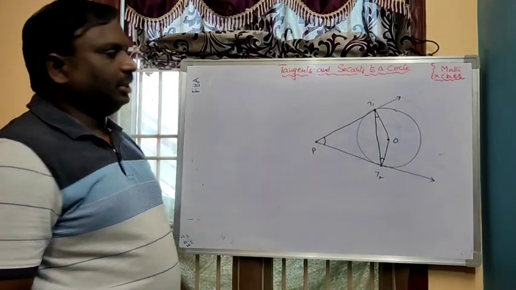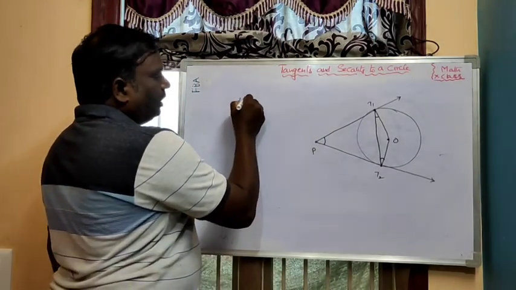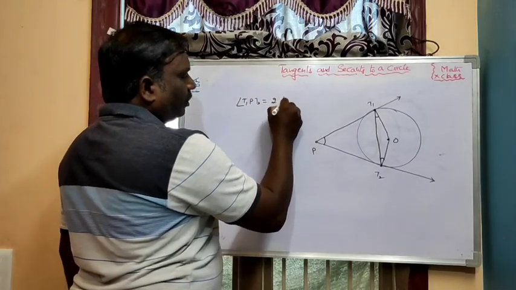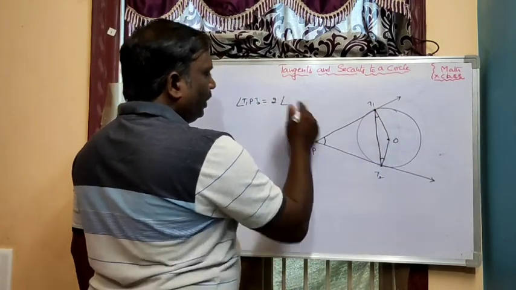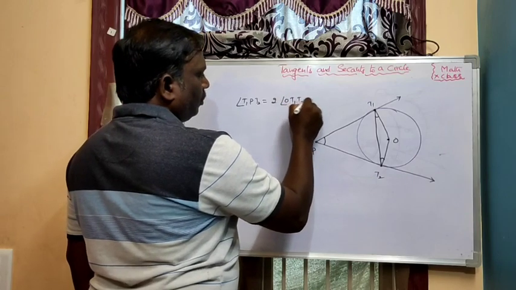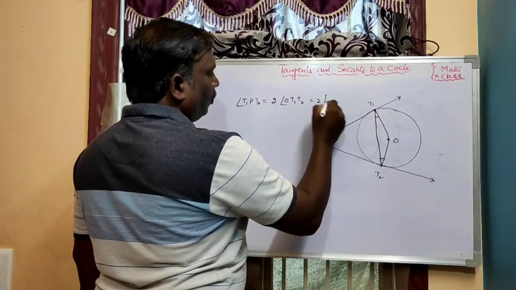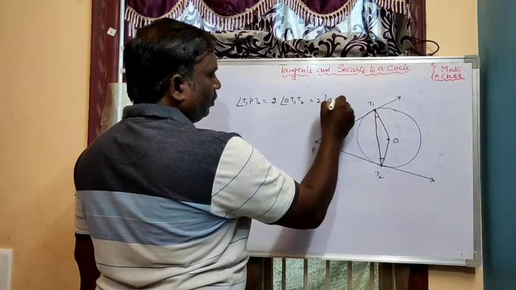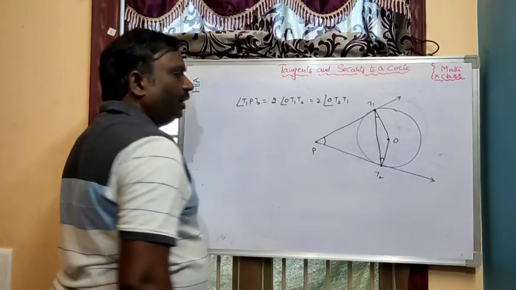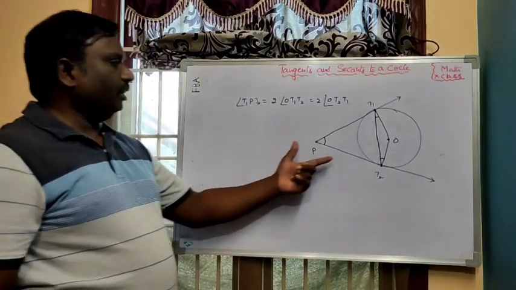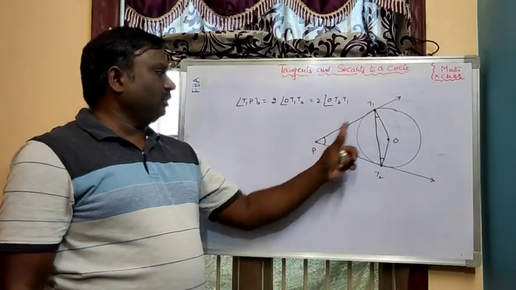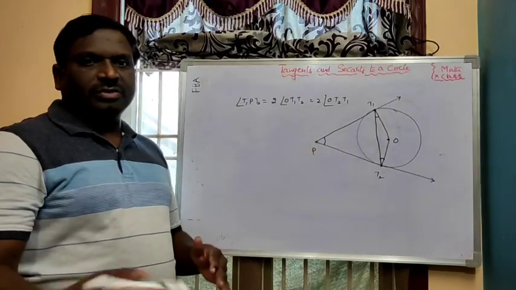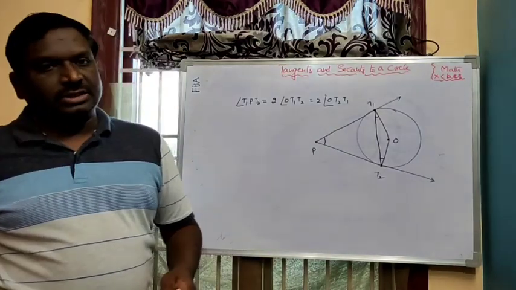The angle relation is, see here, angle T1PT2 equals 2 times angle OT1T2, or 2 times angle OT2T1. That is the relation between these two angles. This is the third statement. Based on these statements, we can do the second exercise questions.